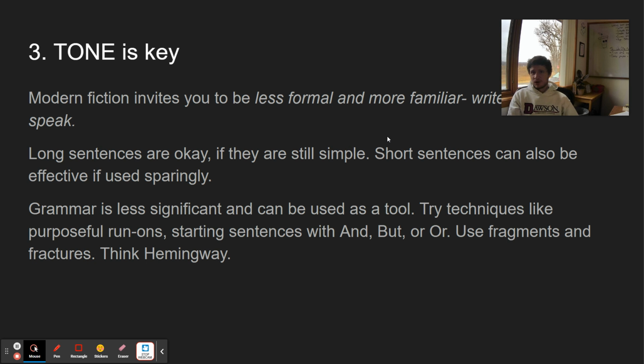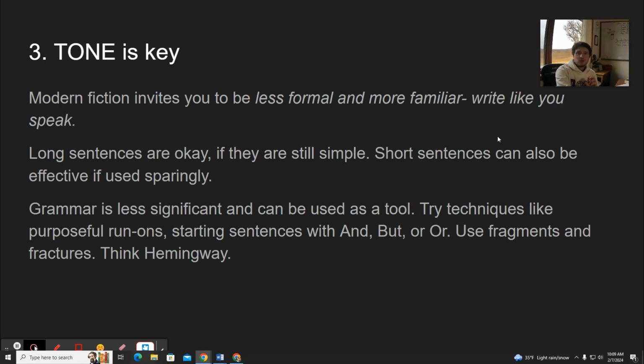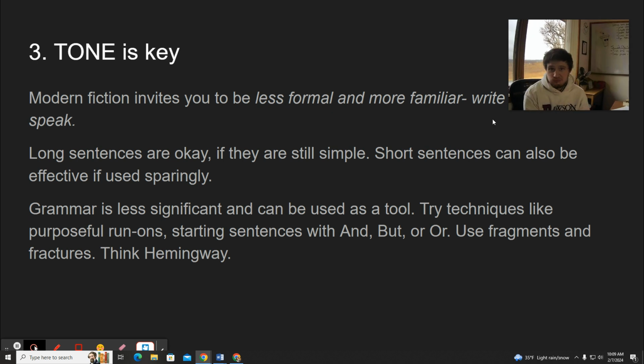This is probably the fun part, I think. This is stylistic, not necessarily content. Modern fiction, because it wants to be relatable, because modern fiction is trying to connect with the reader, you are invited to have a tone that is less formal and more familiar. Okay? Again, since relatability is the goal, you can write like you speak a little bit more. You can kind of go informal.